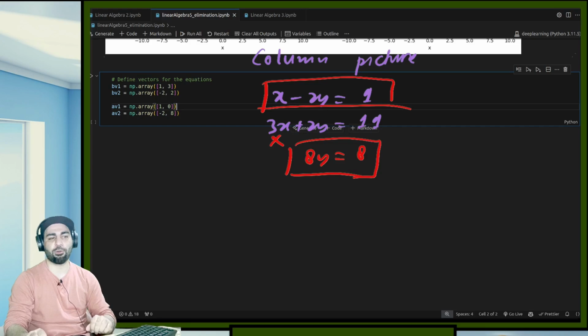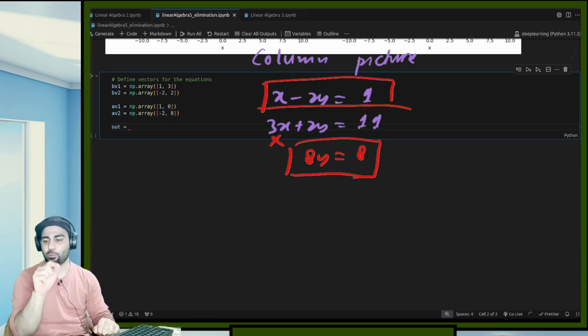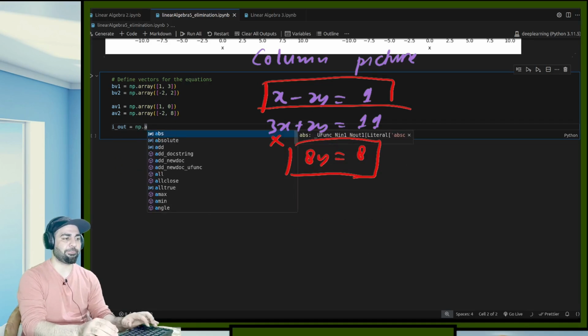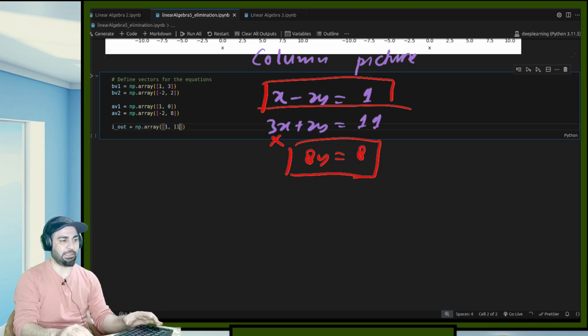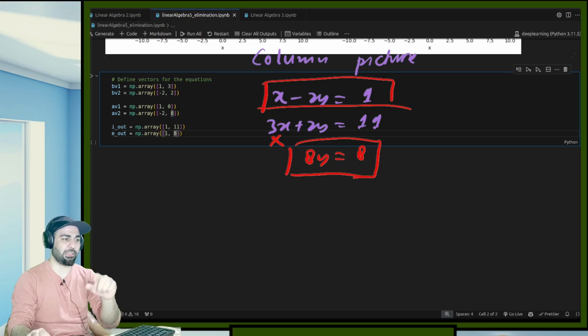Now these are the 4 vectors. Now what is the output vector? This is the output vector, I'll write out vector. The out vector was 1, 11. So the initial out vector, when we did not perform the elimination, was np.array 1 and 11. And after we did this, it was 1, 8. So the elimination out vector was 1 comma 8. I hope you can verify the calculations.